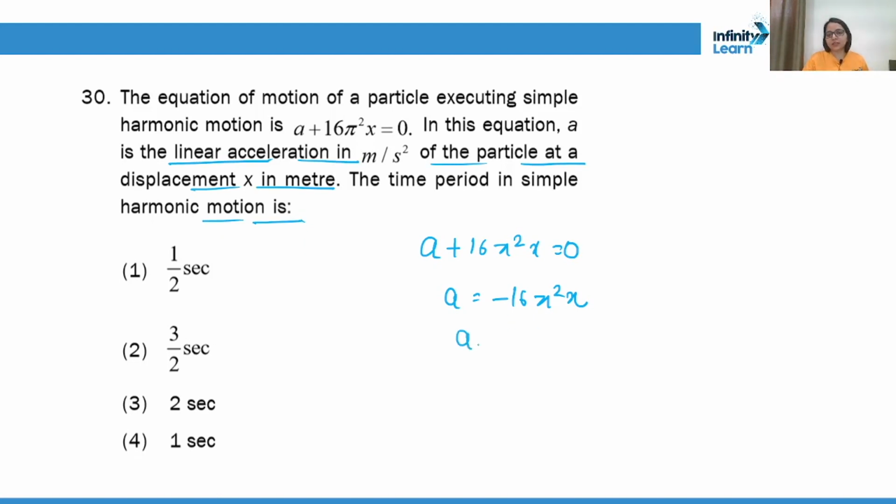So basically this is A is equal to minus omega square x. So omega square is equal to 16 pi square. So omega will be 4 pi, which is equal to 2 pi by T. Omega is 2 pi by T, which is equal to 4 pi in this particular question. So time period will be 1 by 2 seconds. So correct answer is option 1.